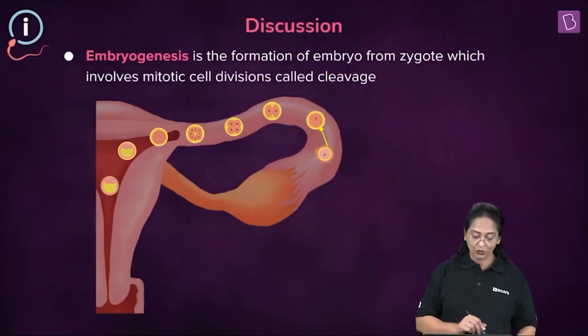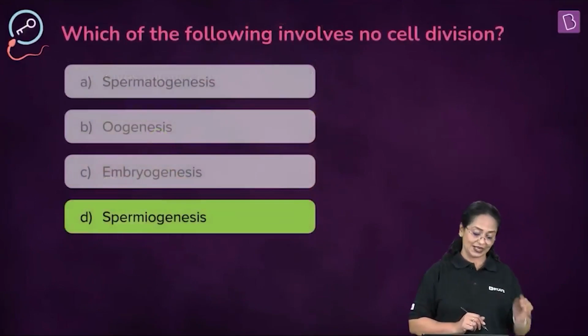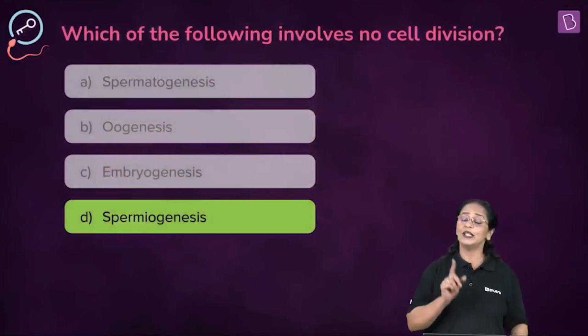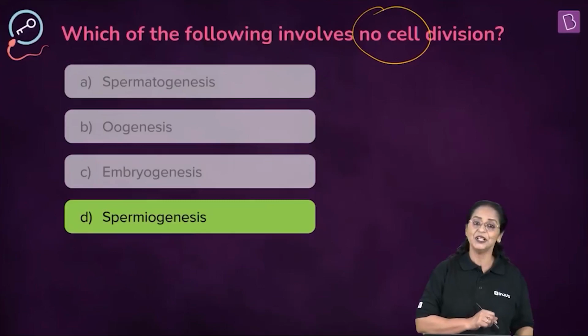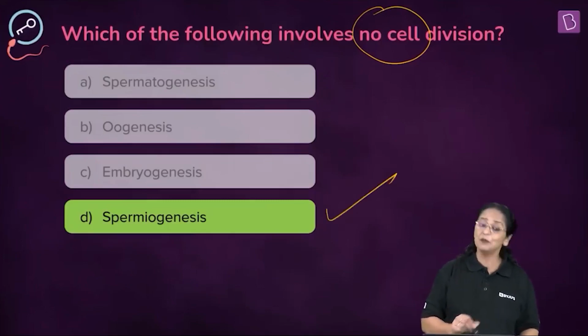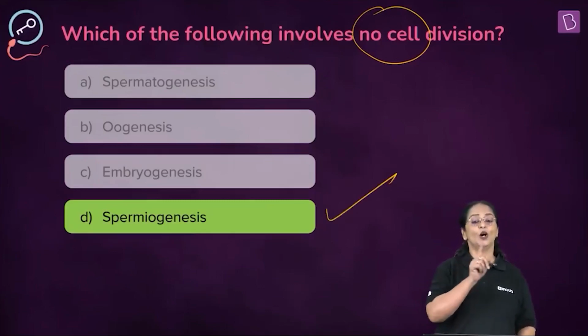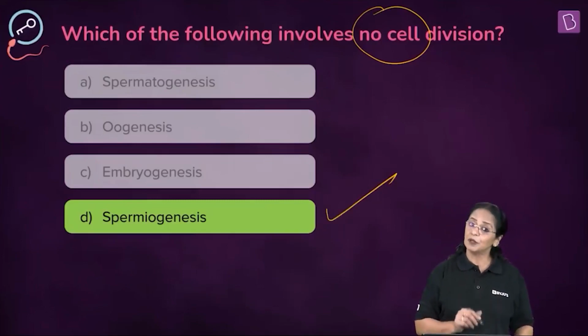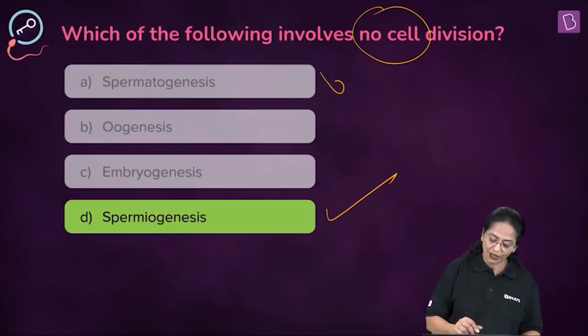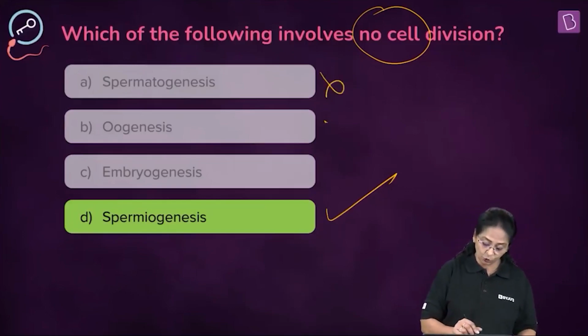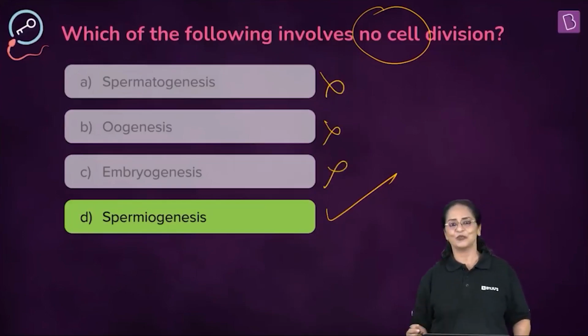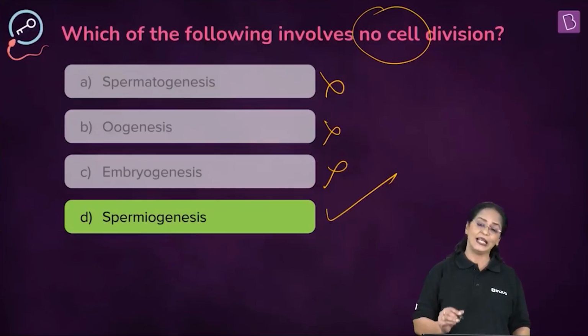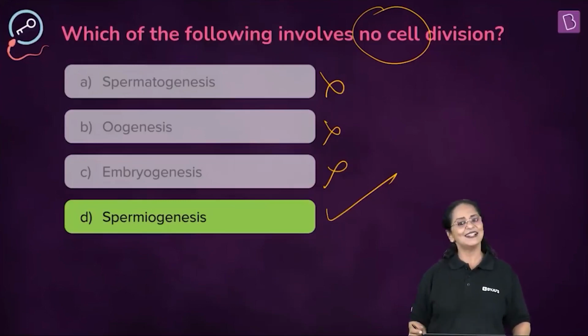So if you look at the question once again, which of the following involves no cell division? It is nothing but spermiogenesis, the transformation of a non-motile spermatid to a motile sperm. That does not involve any cell division, whereas spermatogenesis involves cell division, oogenesis involves cell division, and embryogenesis also involves cell division. So we eliminate A, B and C, and D is the right answer.